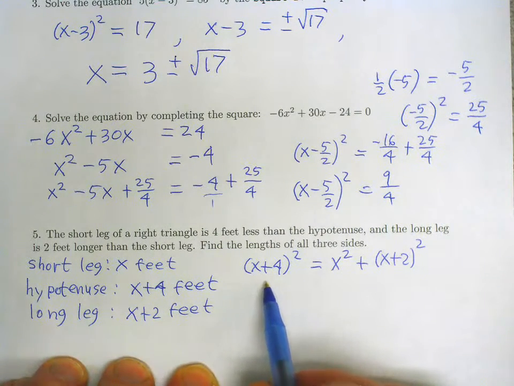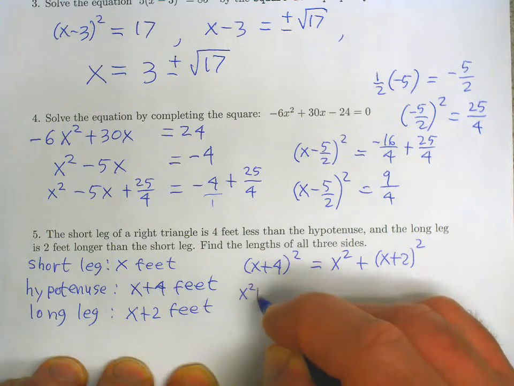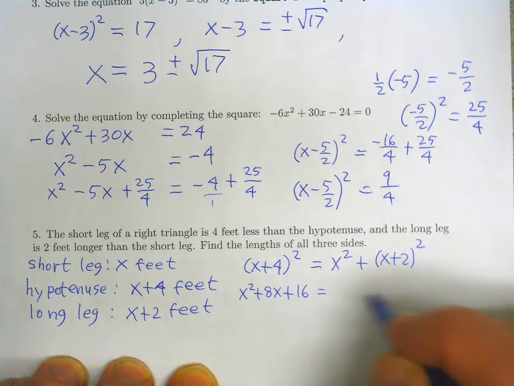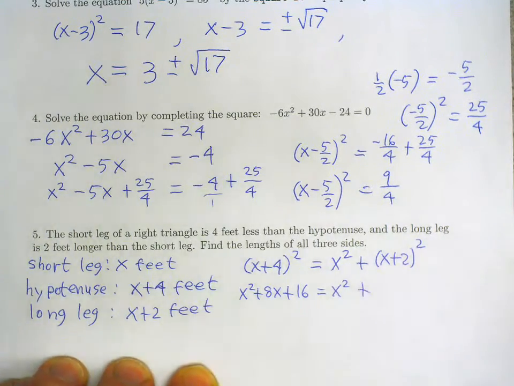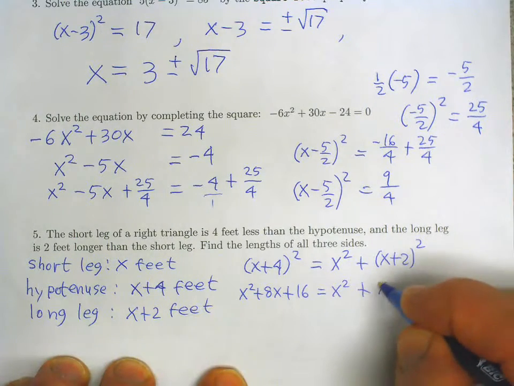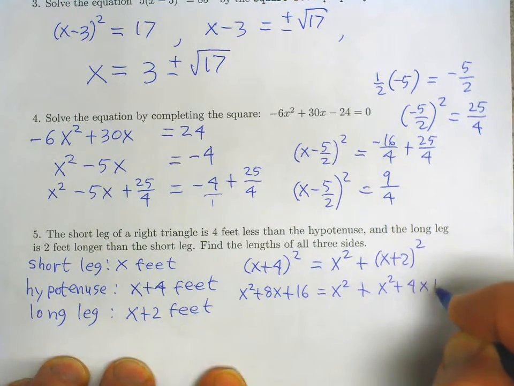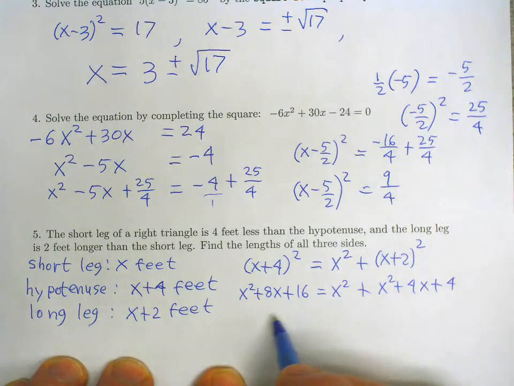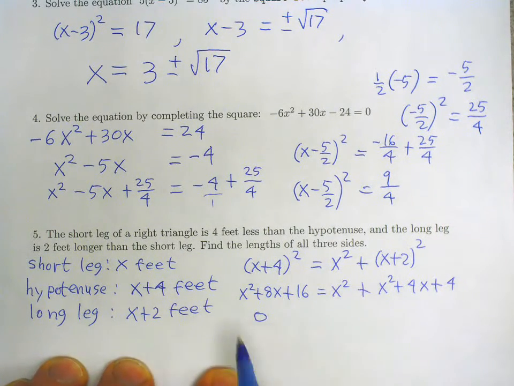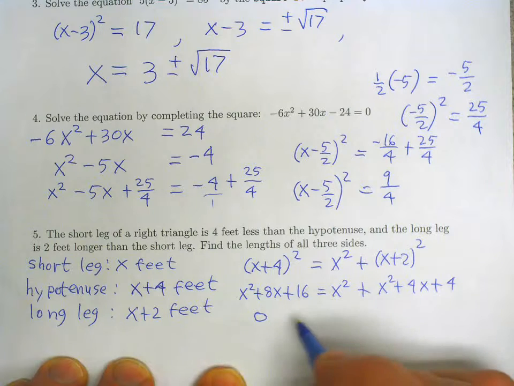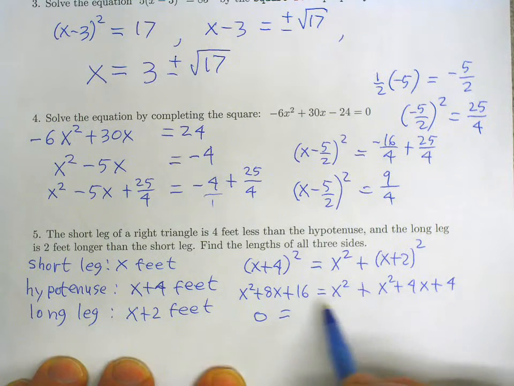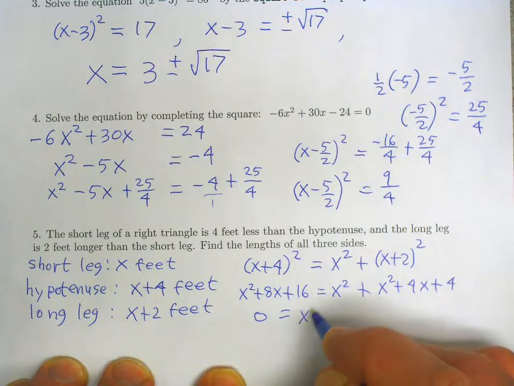When we square x plus 4, we get x squared plus 8x plus 16. And that's equal to x squared. And then when we square x plus 2, we get x squared plus 4x plus 4. So I'll make the left-hand side 0 by subtracting x squared from both sides. The right-hand side has 2x squared, so when I subtract x squared from both sides, I'll just have 1x squared on the right-hand side.